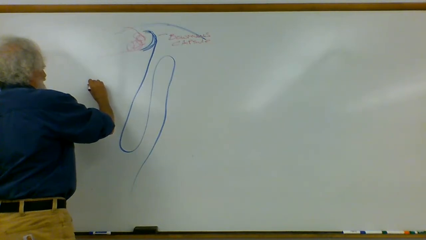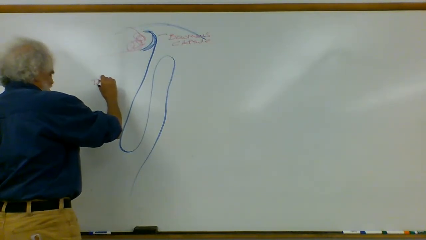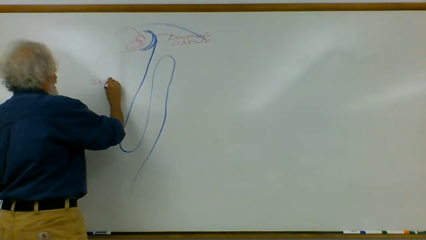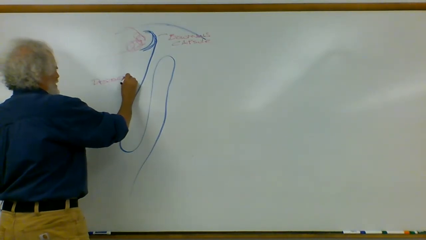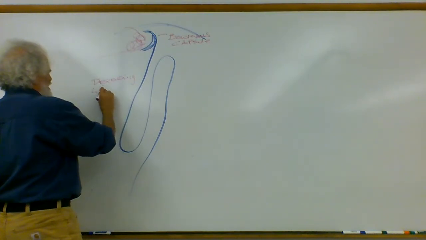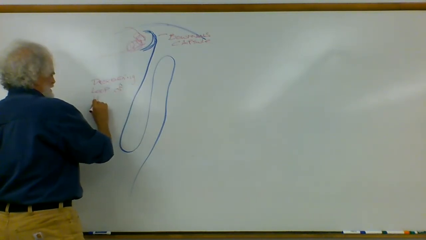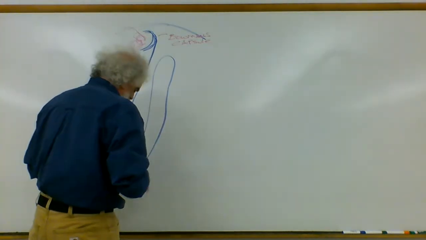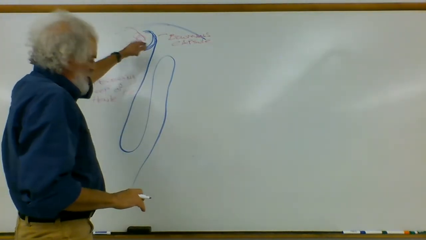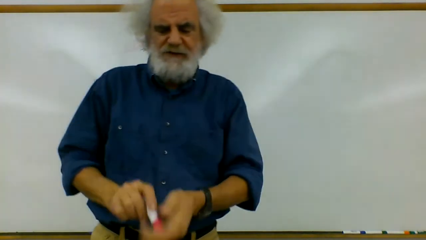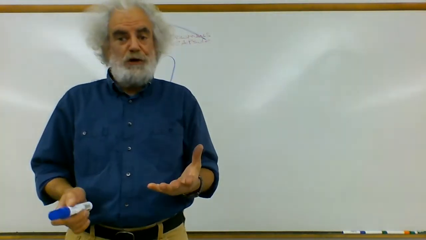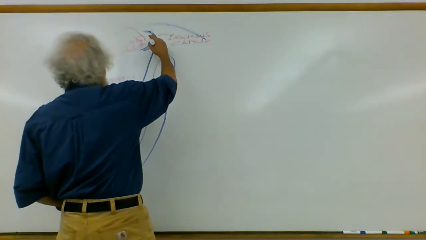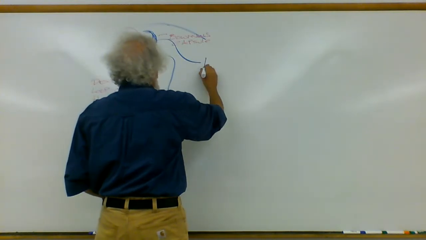This is known as the, I'm misspelling, the descending loop of Henle. Not that you care, and I'm never going to ask you this level of detail, but just so you know, the descending loop of Henle right there, and this is the ascending loop. And what comes in here is actually not urine. It's not tinkle yet. It is referred to as filtrate.